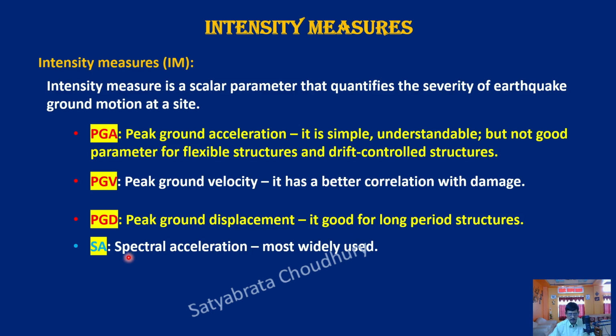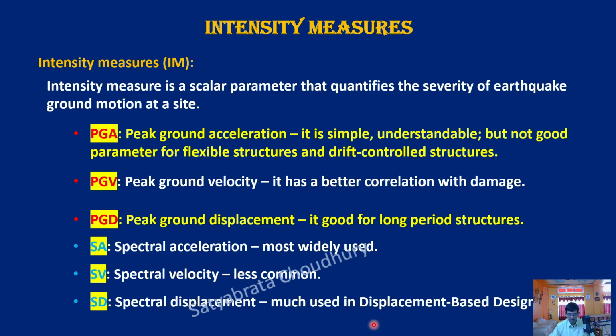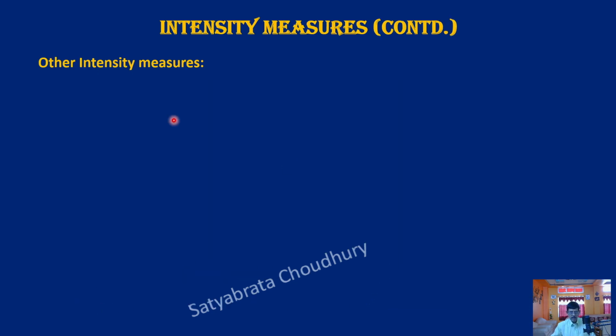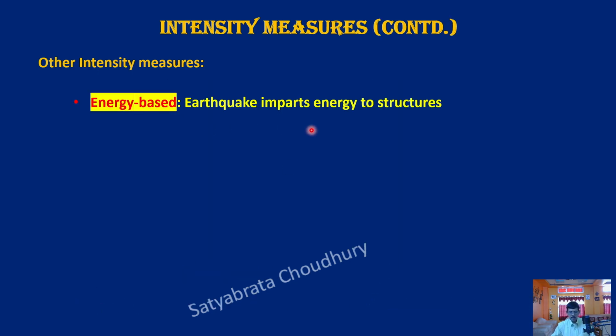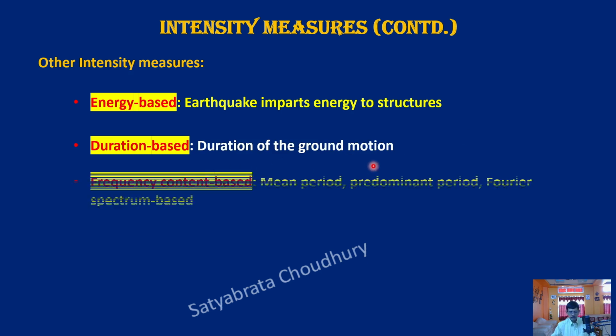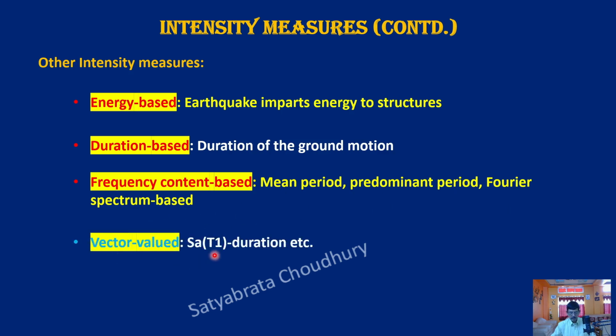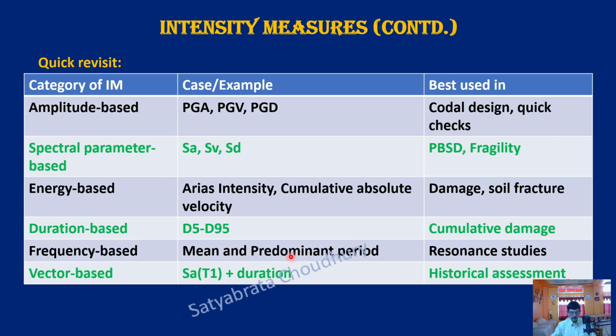Then you can also have spectral acceleration, widely used, spectral velocity, less common, and spectral displacement, much used in displacement based design. So spectral acceleration, spectral velocity, and spectral displacement are also intensity measures. Other intensity measures are energy based: earthquakes impart energy to structures, so that energy can be considered as an intensity measure. Duration based, the duration of the ground motion. Frequency content based, such as mean period, predominant period, Fourier spectrum based, and vector valued, like Sa(T1) plus duration, etc. So this is also popular.